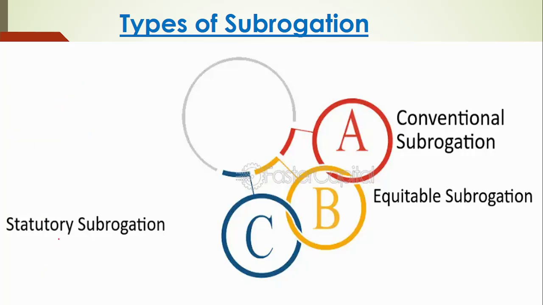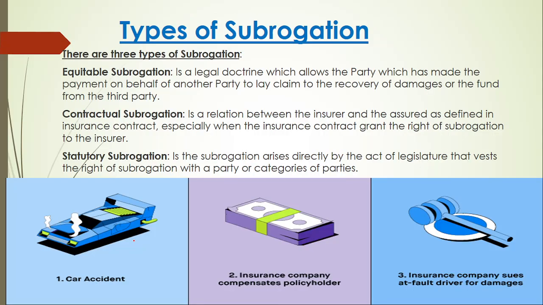Okay. So now if anybody asks you what are the types of subrogation? Basically there are three types of subrogation: equitable subrogation, contractual subrogation and statutory subrogation. So what is equitable subrogation? It is a legal doctrine which allows the party which has made the payment on behalf of the other party to lay claim to the recovery of damage or the fund from the third party. In equitable subrogation, no letter of subrogation is involved.